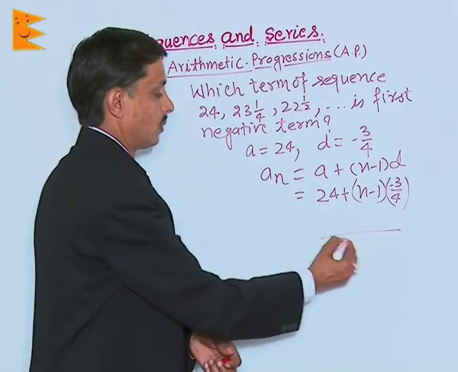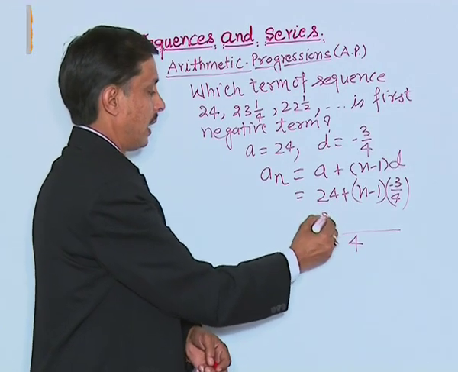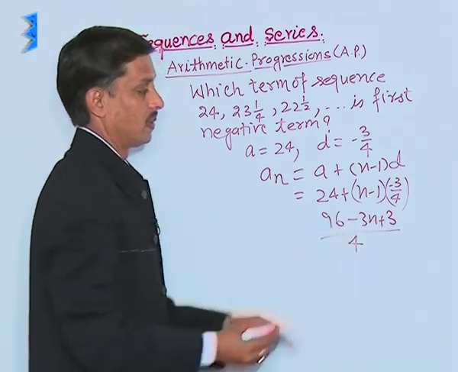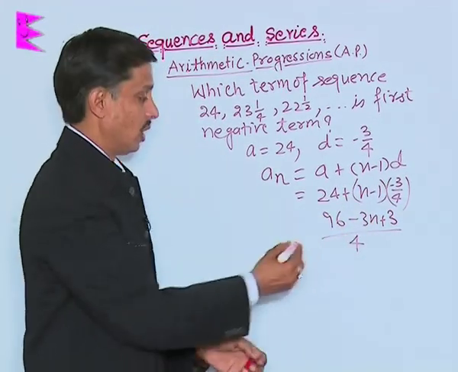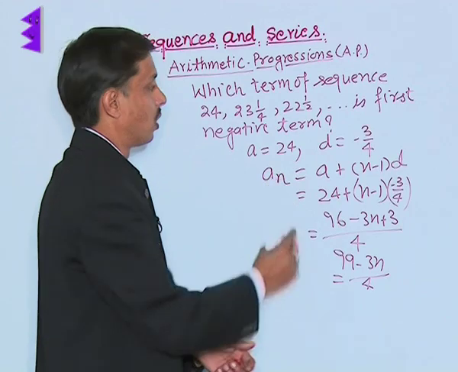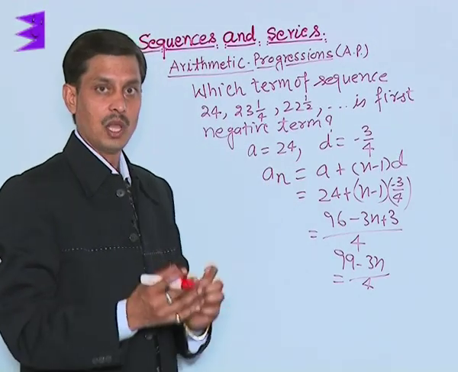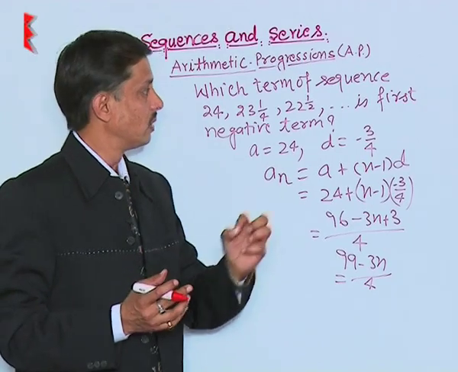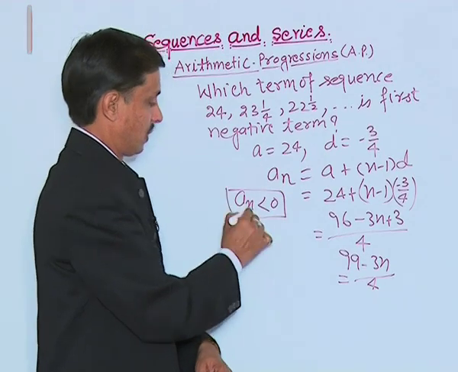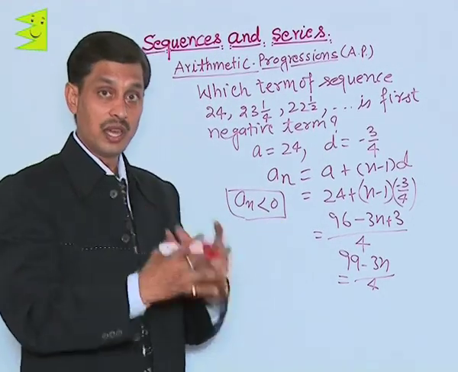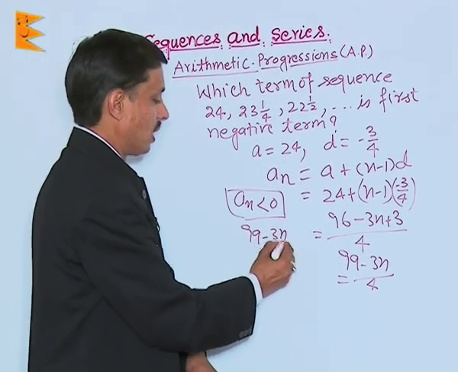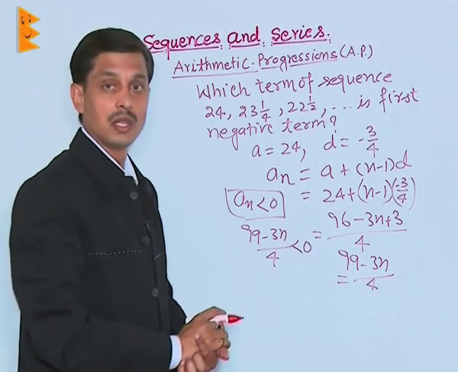Taking the LCM 4, this becomes 96 minus 3n plus 3. Minus 3 when multiplied becomes 99 minus 3n upon 4, which is the general term of this given progression. We have to use it to find the first negative term. That's why we say an is less than 0. Negative starts only if it is less than 0. But what is an? 99 minus 3n upon 4 less than 0.